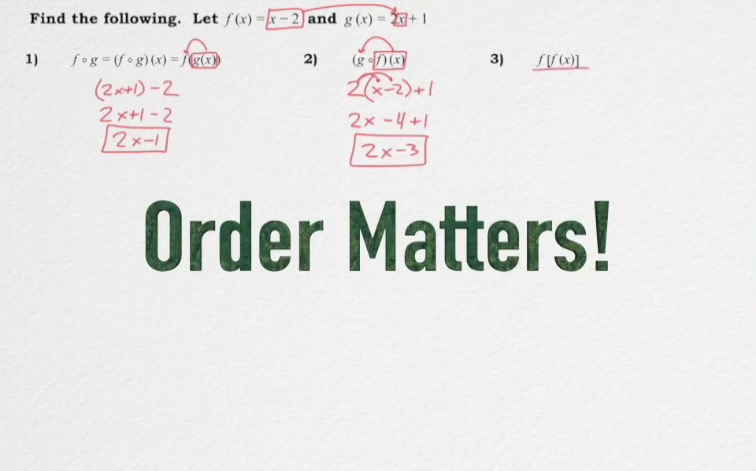And here's a weird one. We have f of f of x. These brackets don't mean anything special. They're just another type of parenthesis or another type of grouping symbol. So this just means take f of x and plug it into the function f of x.